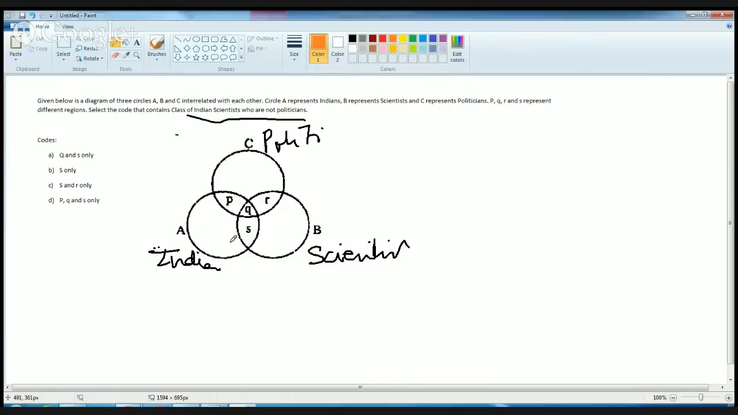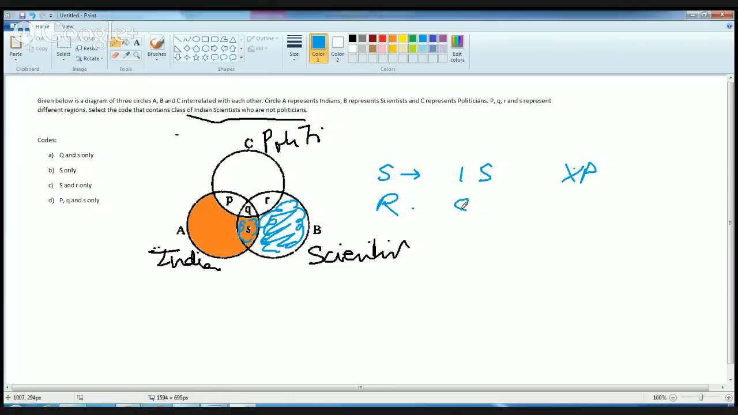Now, a simple way to solve this. So, this is Indian. This is again Indian. Now, I'll change the color. That will make it easier. So, this is all scientist. Okay, all this is scientist. And again, this is scientist. So, these are Indian scientists who are not politicians, and again these are scientists who are Indian that are not politicians. So S would be Indian scientists who are not politicians.